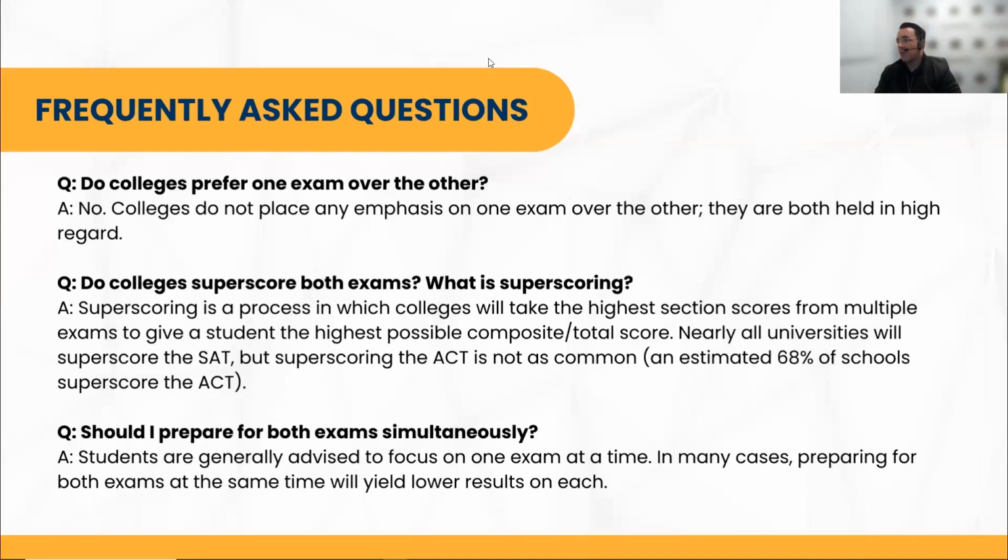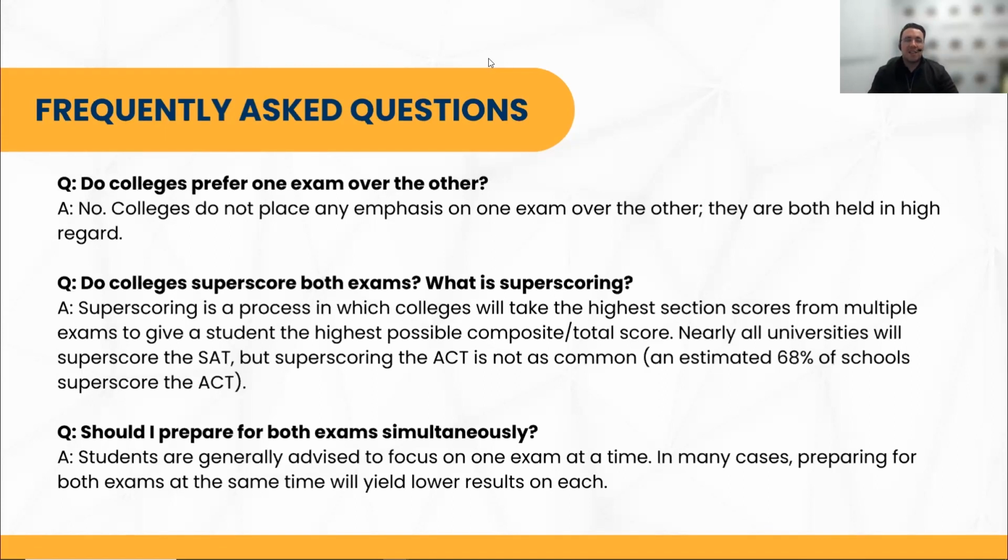You can't super score the ACT and the SAT together. Some people ask that. You can't do that. And the ACT is also super scored now. ACT.org does show you a super score, which they used to not do. But it's not as accepted. It's still widely accepted. You can see an estimated 68% of schools super score the ACT.